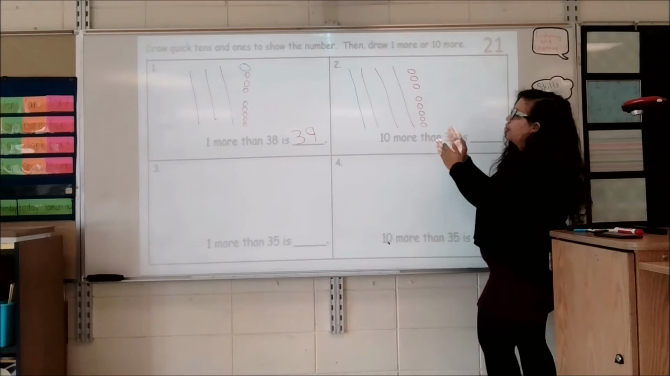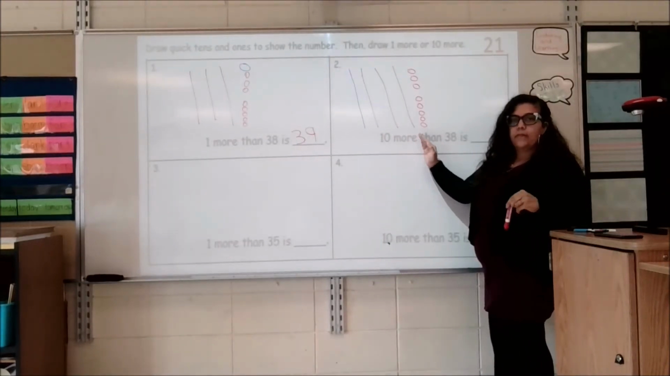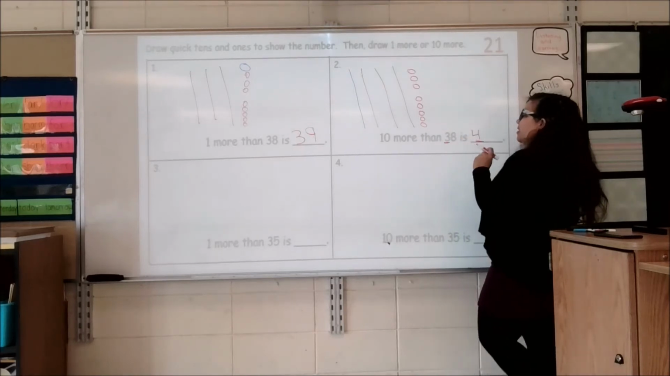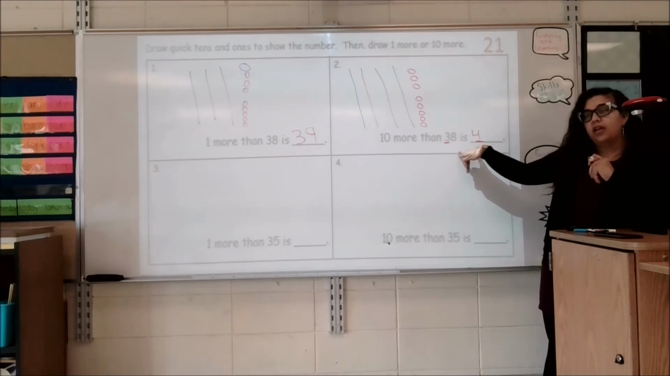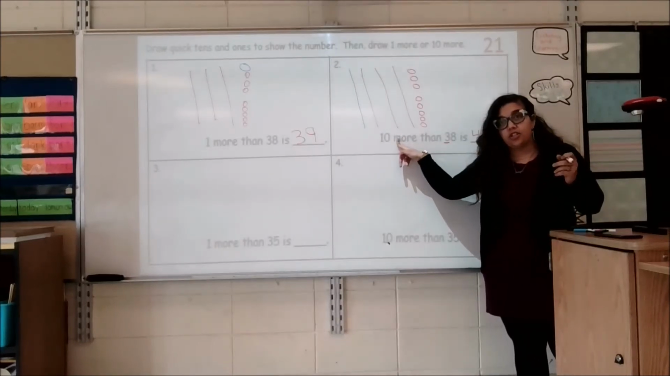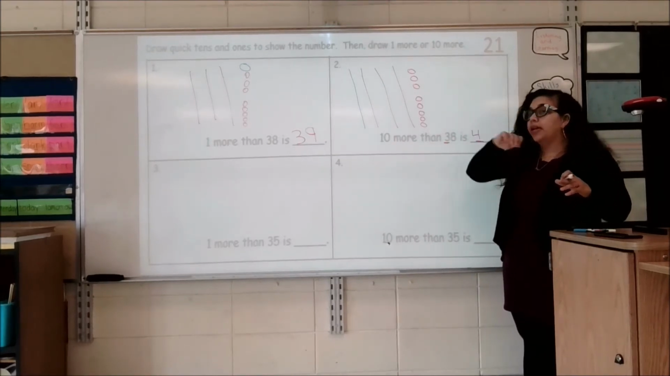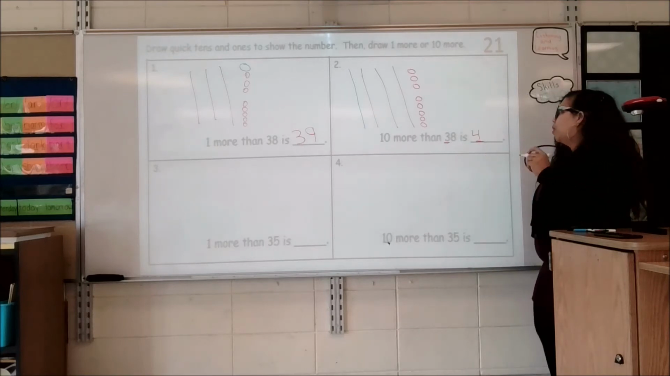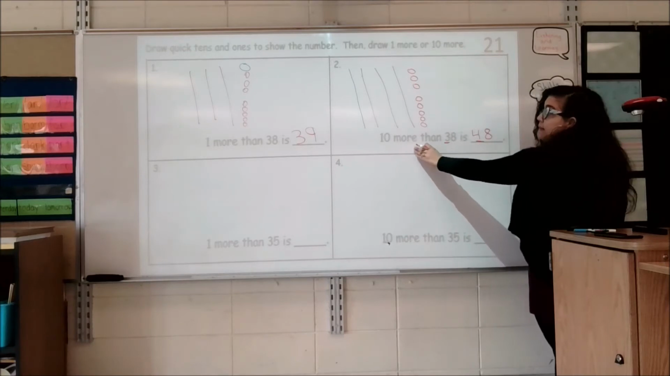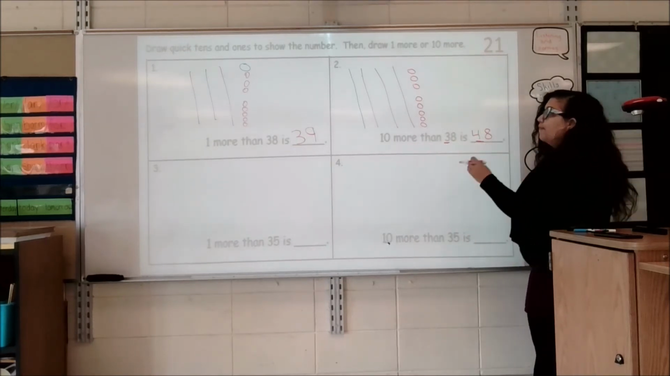So looking at our picture, how many groups of 10 do I now have? I have 4 groups of 10. Notice the value in the tens place is changing, because the number of tens changed. What about the ones place? Did anything happen to my ones? Is there anything blue over here? No, the ones stayed the same. So let's read this sentence. 10 more than 38 is 48.